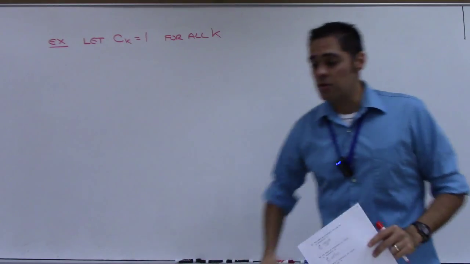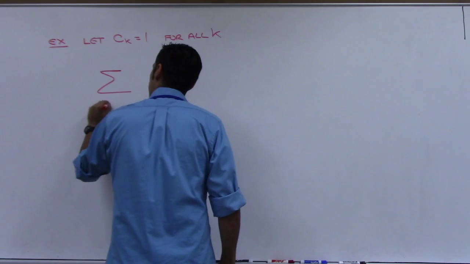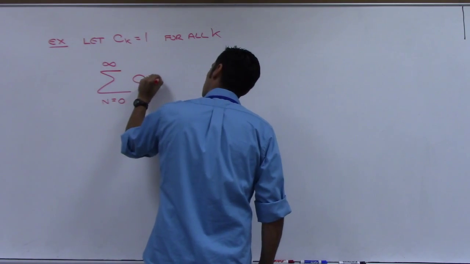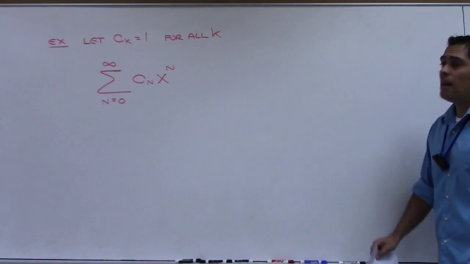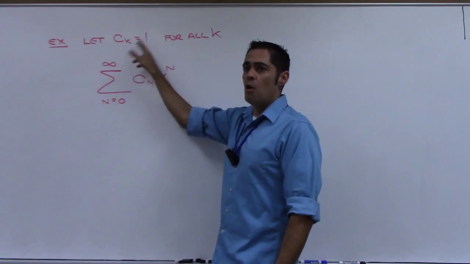All right, so here we go. We know all power series look like this: c sub n x to the n, right? But I'm telling you that every c sub k is always 1.